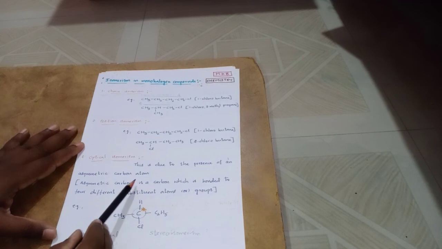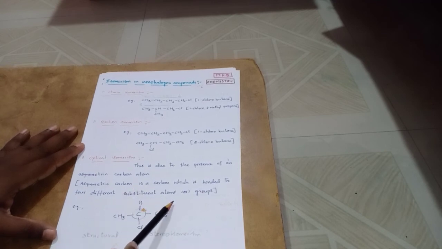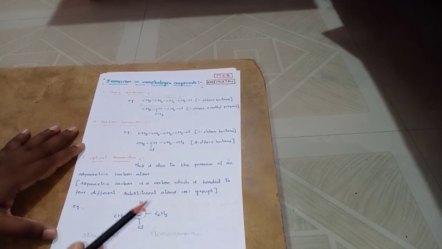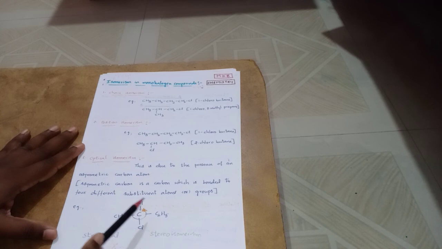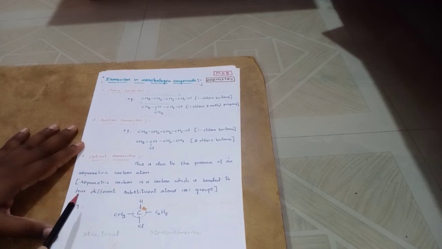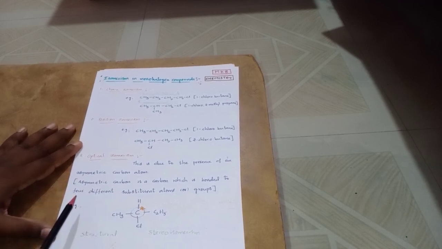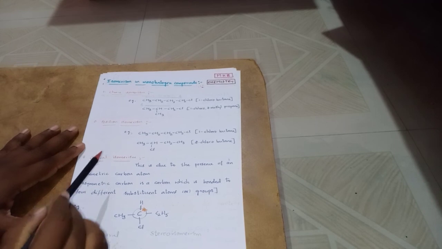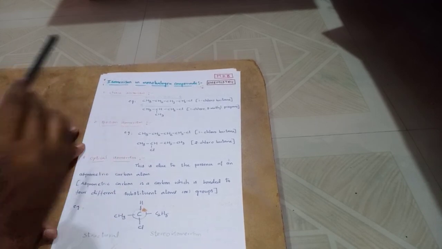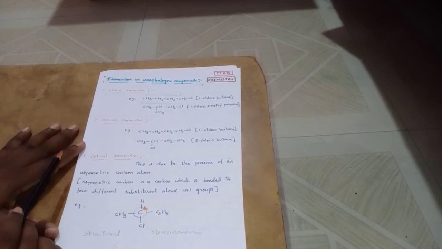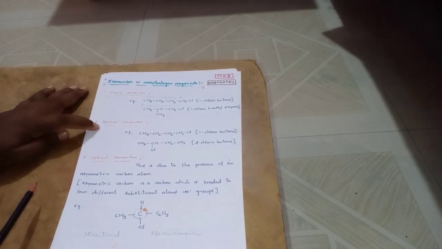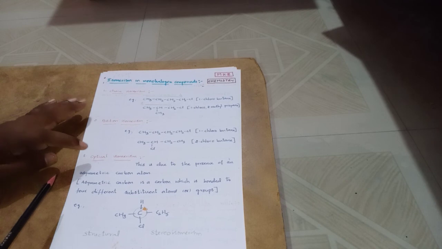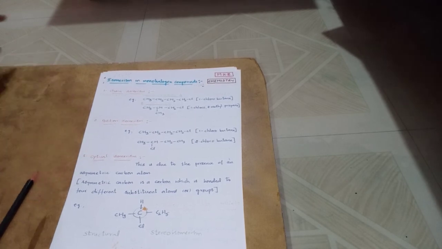For any molecule to exhibit optical isomerism, one of the important conditions, though not the only condition, is the presence of an asymmetric carbon atom. So this is about the isomerism exhibited by monohalogen compounds. One is chain isomerism, the second is position isomerism, and the third is optical isomerism.